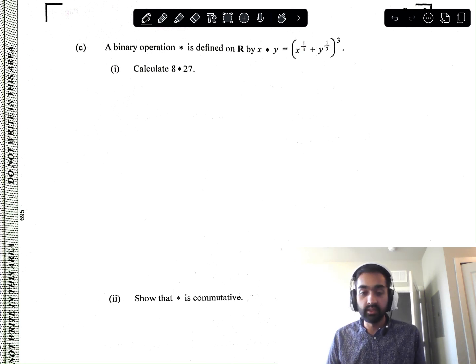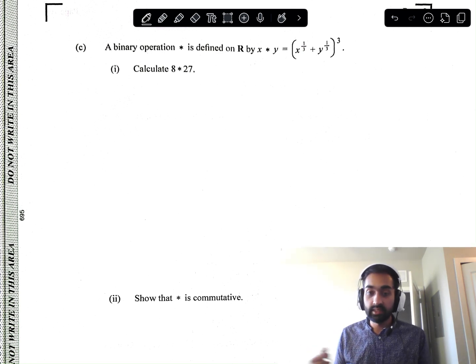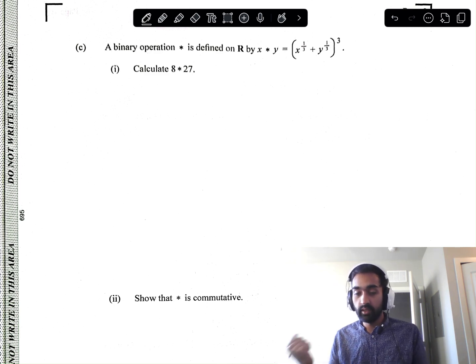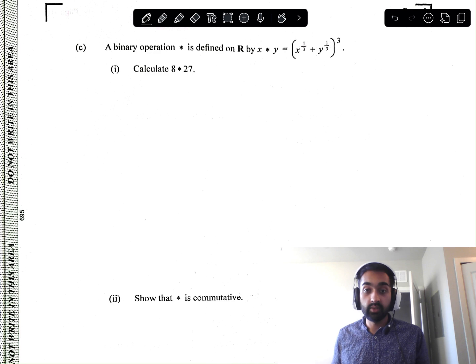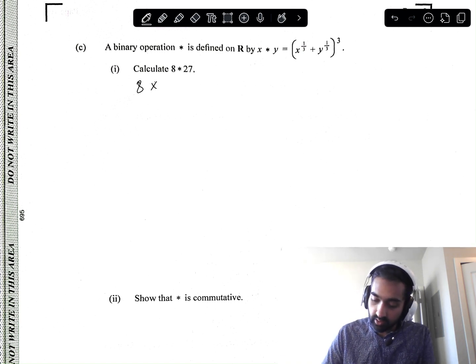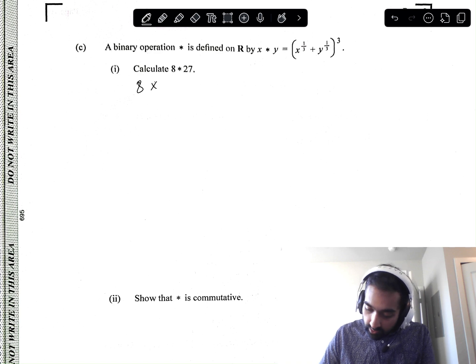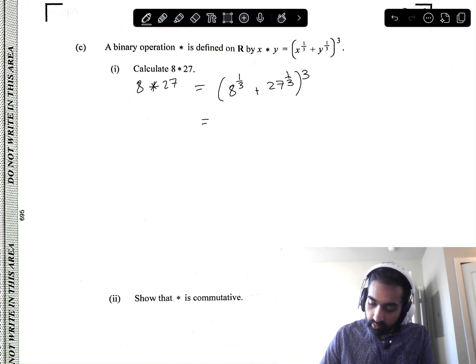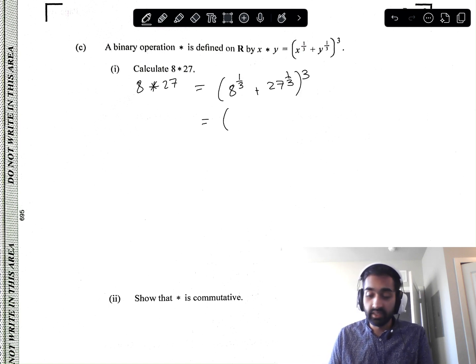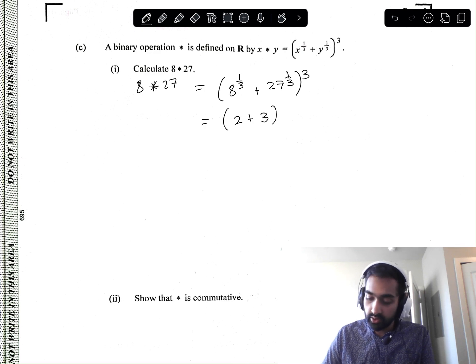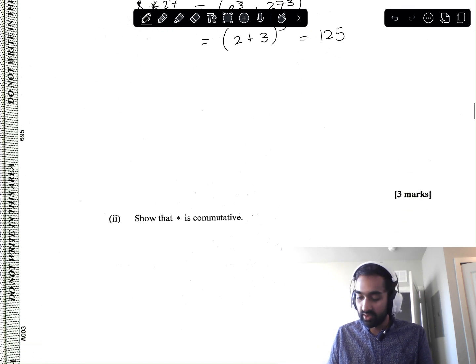A binary operation star is defined by x star y is equal to (x to the 1/3 plus y to the 1/3) cubed. And then we're asked to find 8 star 27. So wherever I see x, I just put 8. Wherever I see y, I just put 27. So 8 star 27 is equal to (8 to the 1/3 plus 27 to the 1/3) cubed. You can literally just put it in your calculator at this point. 8 to the 1/3 is 2, and 27 to the 1/3 is 3, so that's 5 cubed, which is 125. That's all you have to do.